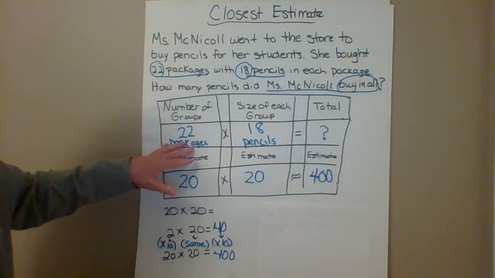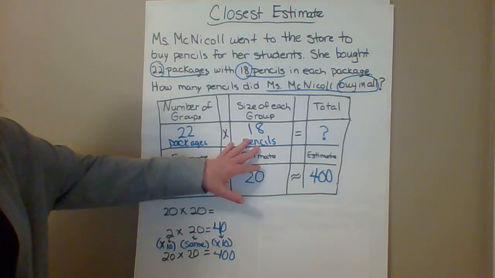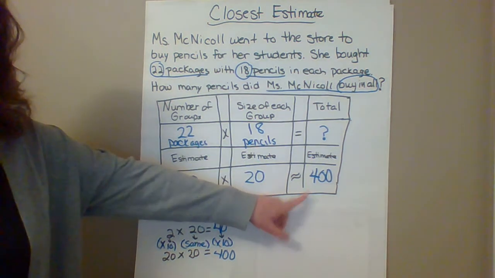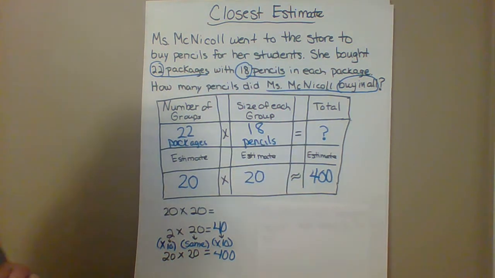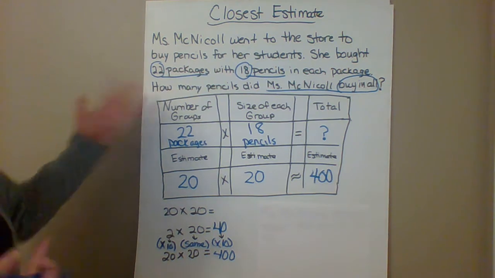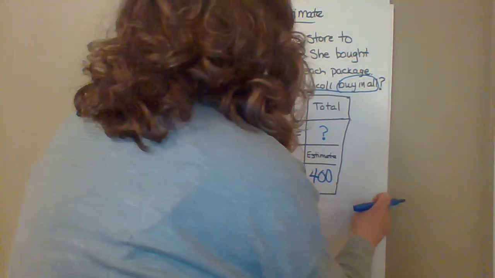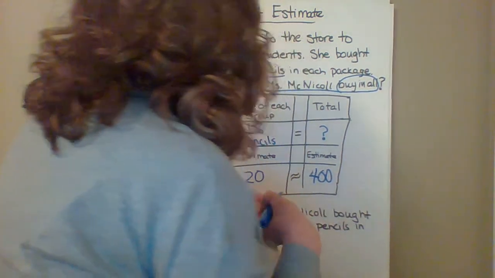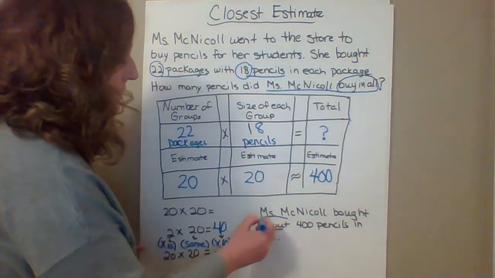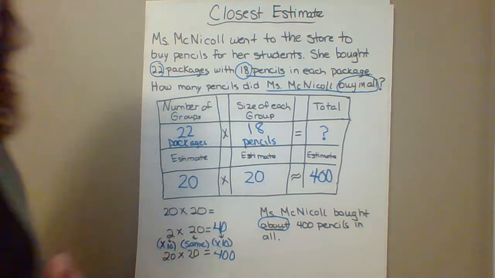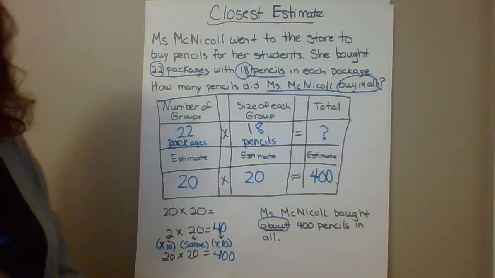When we actually solve 22 times 18, our estimate is 400, so our actual answer will be very close to that. So as we have a story problem here, I did, of course, answer the story question. Miss McNicoll bought about, and notice I use the word about because it's not an actual answer, about 400 pencils in all.